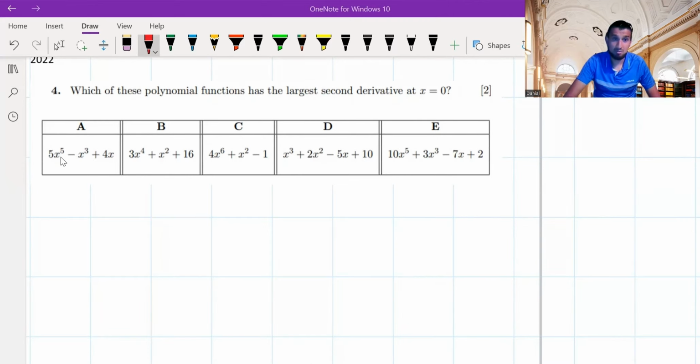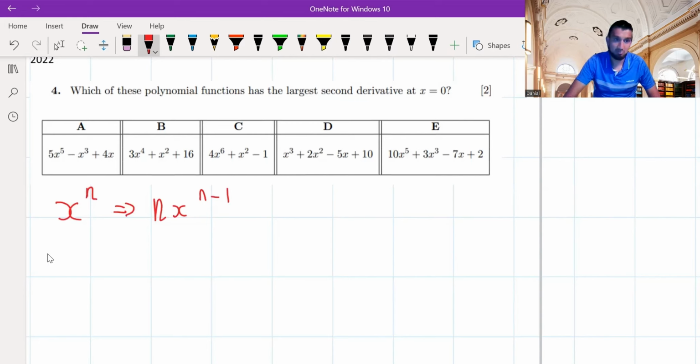To find the first derivative, we follow a formula: if we want to find the derivative of x to the n, the derivative will be n x to the n minus 1, okay? So you multiply by the power and then you subtract 1 from the power.